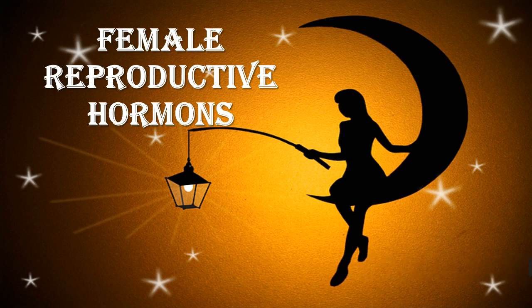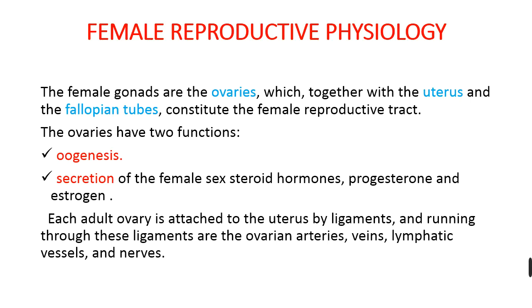Our topic today is female reproductive hormones. The female gonads are the ovaries which, together with the uterus and fallopian tubes, constitute the female reproductive tract. The ovaries have two functions. First is oogenesis, and second is the secretion of female sex steroid hormones, including progesterone and estrogen.